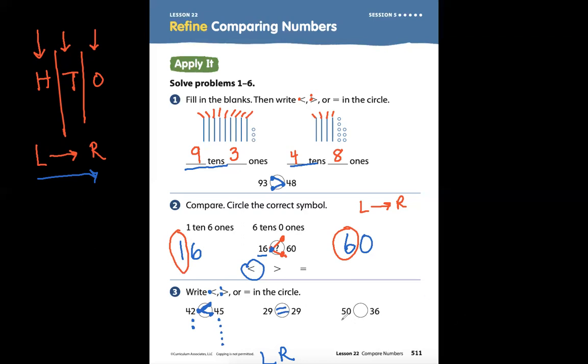Here we have 50 and 36. 5 tens and 0 ones and 3 tens and 6 ones. Which one is more? 5 tens or 3 tens? 5 tens is more, so it gets 2 dots. 3 tens is less, so it gets 1. Then we will connect them and we read from left to right. 50 is greater than 36.